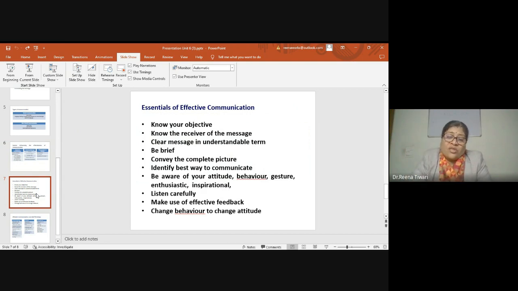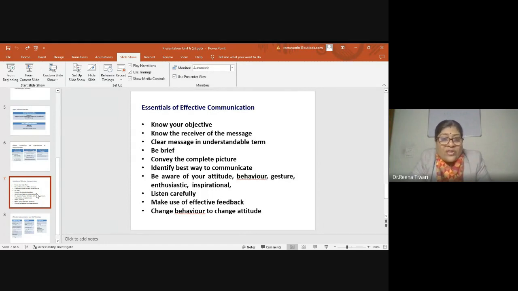If I want to communicate about the examination timings, as a head teacher, I need not go to each and every class and announce the examination timings. I should talk about it to the examination controller or the vice principal, who in turn will send notices or information to the different class teachers, and the class teachers will announce in the class about the examination timetable. Okay, so that is the way to communicate.